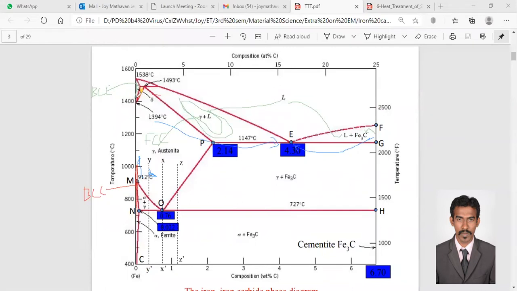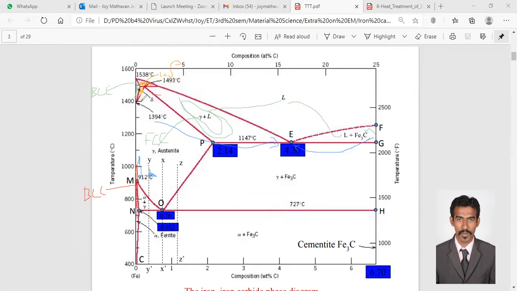All right. Similar way, this region, right? So I will need another color, right? This region is between L, that is liquid, and gamma. No, not gamma, delta, right? So this will be a mixture of L plus delta. All right, L plus delta.